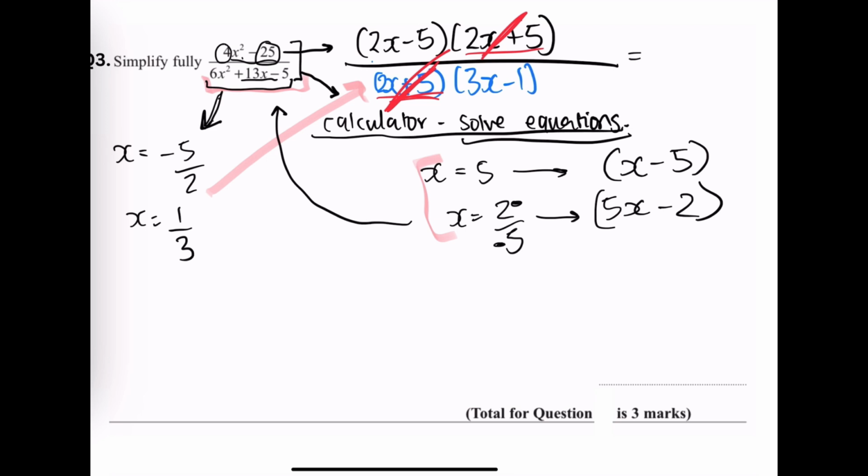So we can see that now the answer is just whatever we have left, which is 2x minus 5 over 3x minus 1. And we can't expand that, we can't factorize that, we can't get anything that's like terms to divide with, so we can't simplify that any further, so that is the final answer.